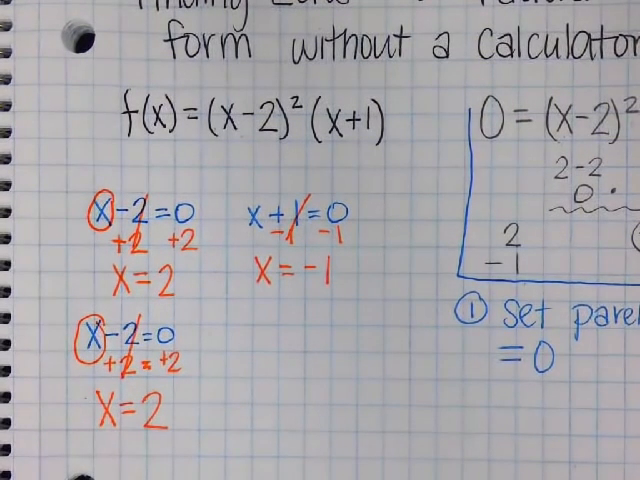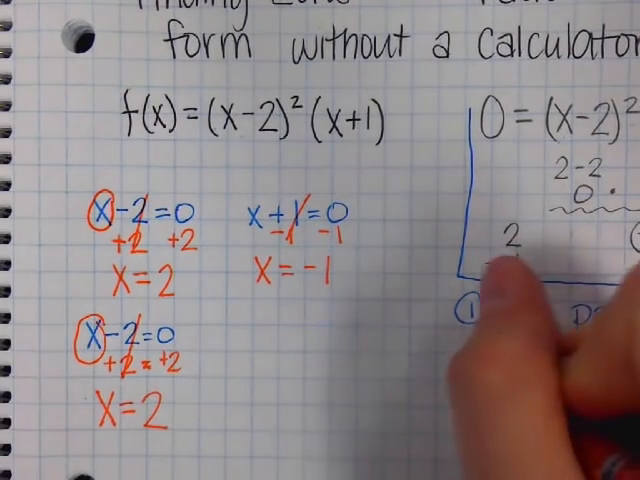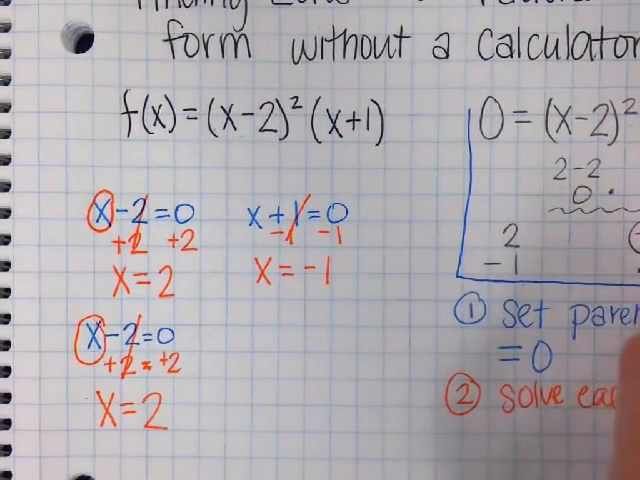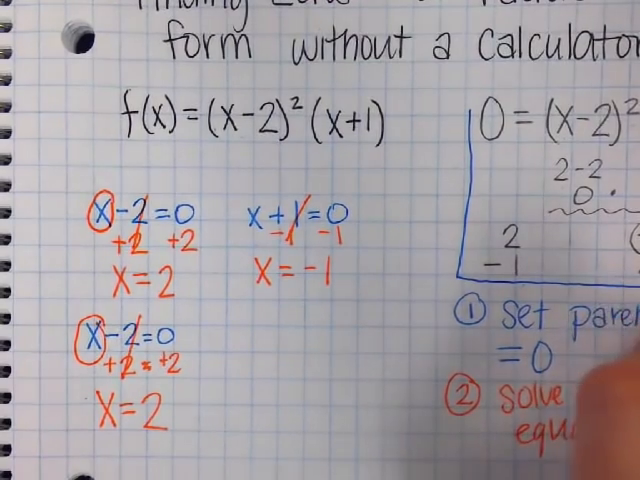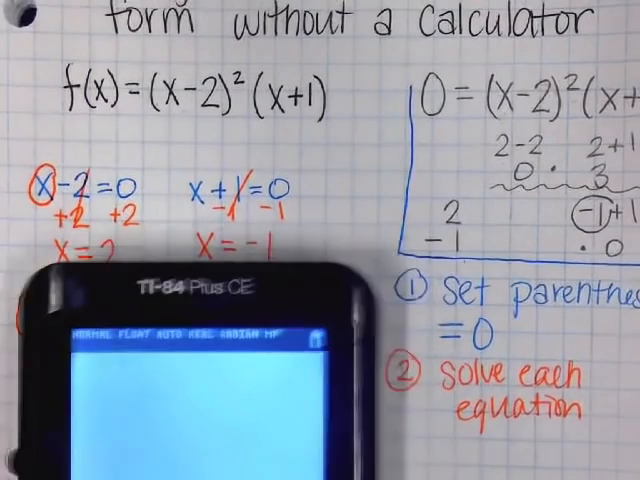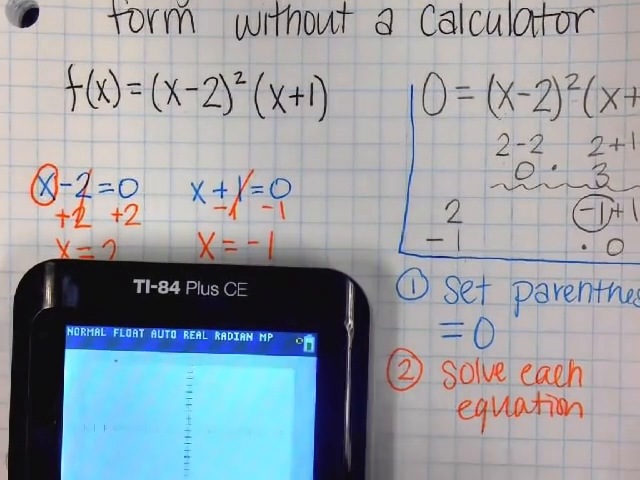Now, I'm going to go ahead and graph this because I want you to see, oh, I forgot to write the second step. Solve each equation. Sorry, wanted to write down that step. Okay, so I'm going to go ahead and graph these. x minus 2 squared and x plus 1.